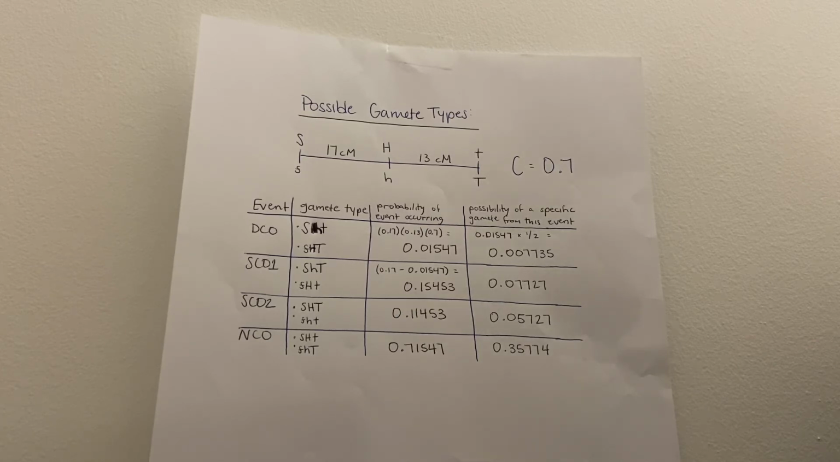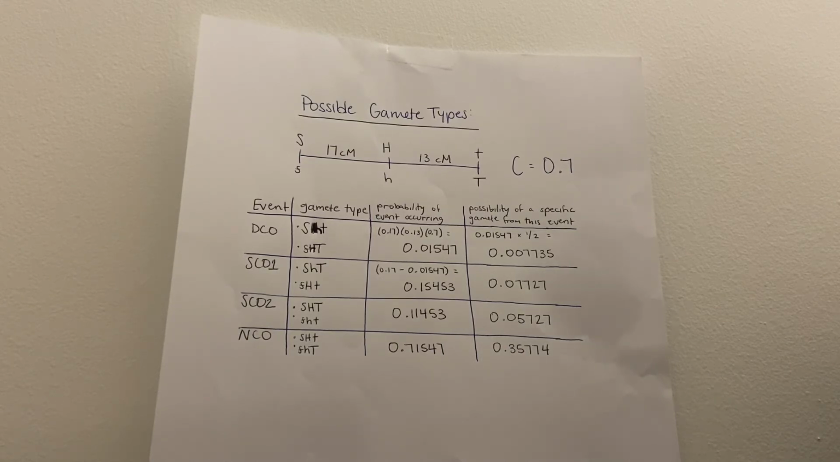I calculated the probability of the event of a double crossover by multiplying the 2 centimorgan values, 0.17 and 0.13, with a C value of 0.7 to get a probability of 0.01547. I then multiplied that number by 1/2 to get 0.007735, which would be the probability of a specific gamete occurring from this event.